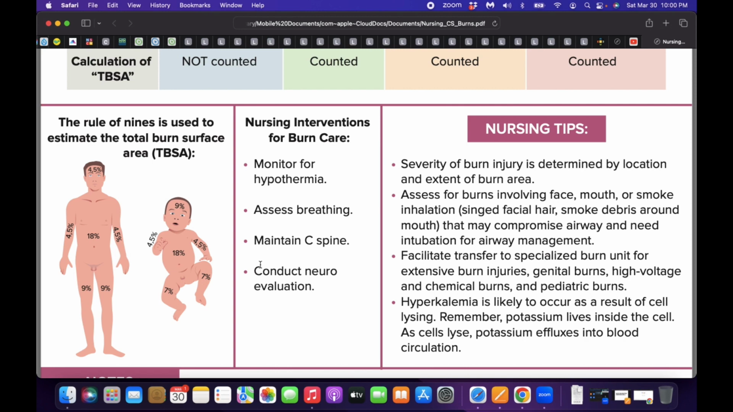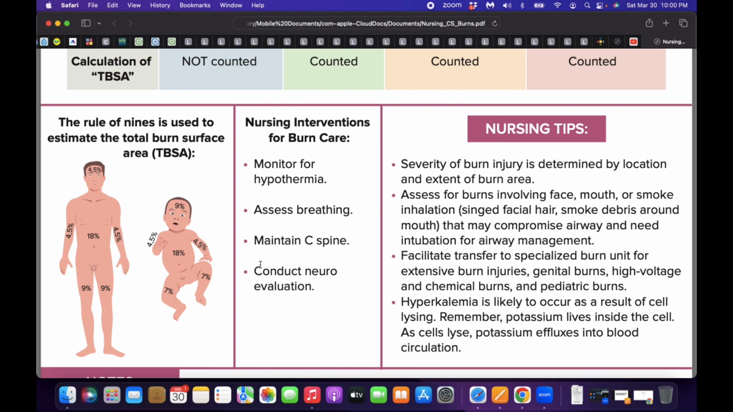You have to monitor for hypothermia and hypovolemia. You assess the breathing, maintain the cervical spine because we need to prevent further injury of the cervical spine, and we conduct a neuro evaluation. We can use our Glasgow Coma Scale for your neuro evaluation. And for your nursing tips, severity of burn injury is determined by location and extent of the burn area.